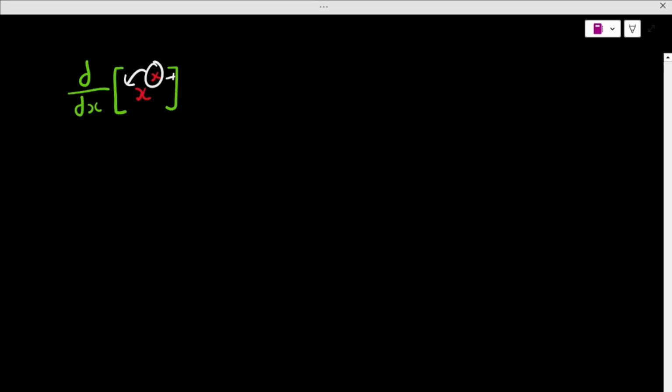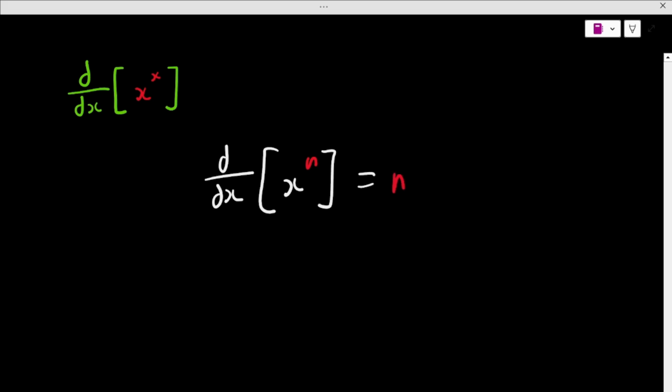Let's look back. We used the power rule. When we use the power rule, it states that if we have the derivative of x to the n, where n is a constant, this will be equal to n times x to the n minus 1 power. But the problem here is that the power in this case is actually a variable. It's variable x. So we cannot use the power rule.